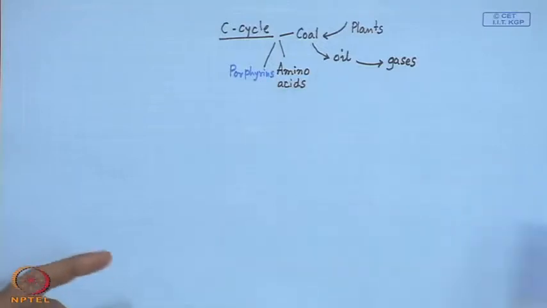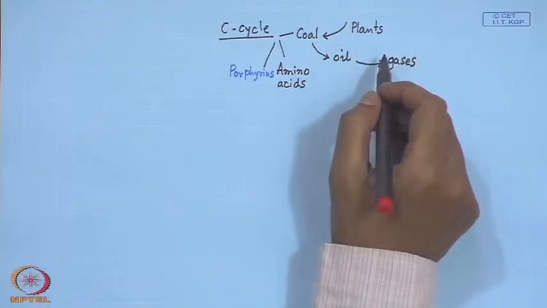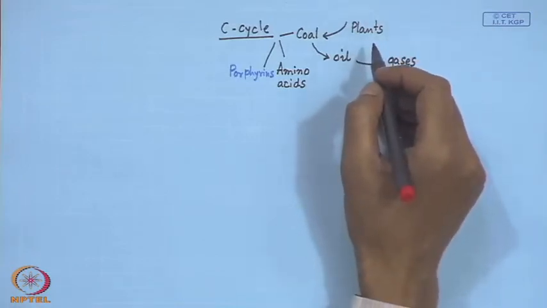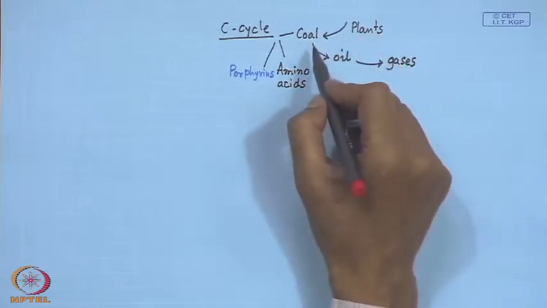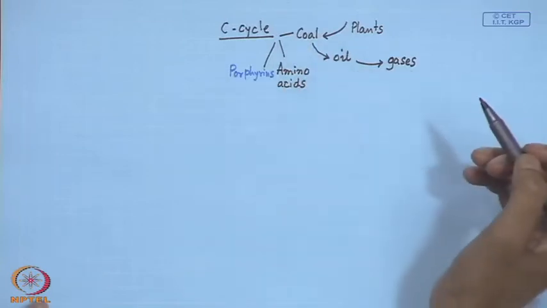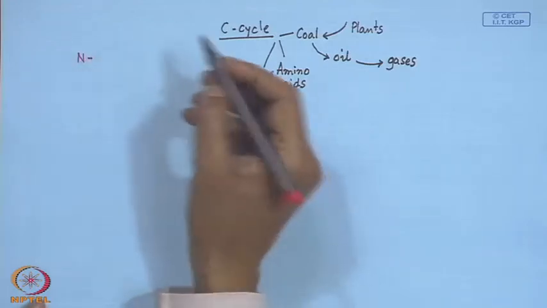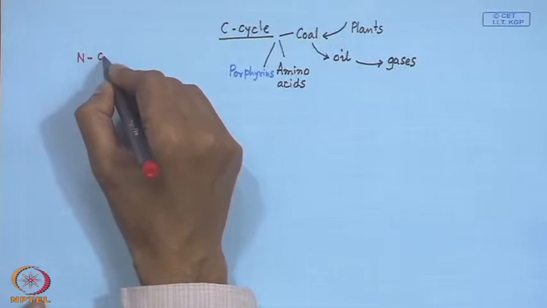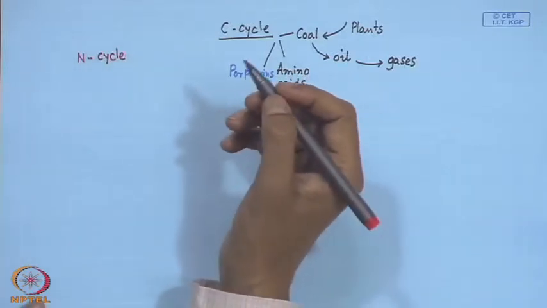All these together, that means the formation of porphyrins, amino acids and the generation of plants, and when the plants die, over some years we get coal, and in one part it also goes to oil and another part goes to gases. The second part we will deal with is when nitrogen comes into the cycle. We will talk about the corresponding nitrogen cycle.